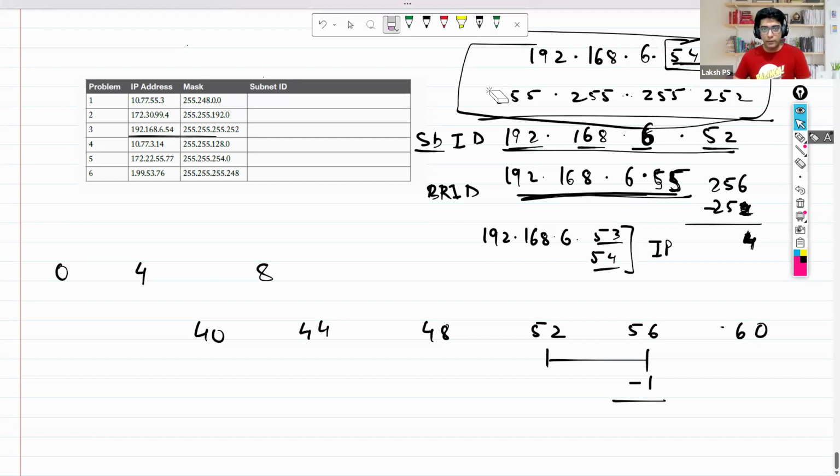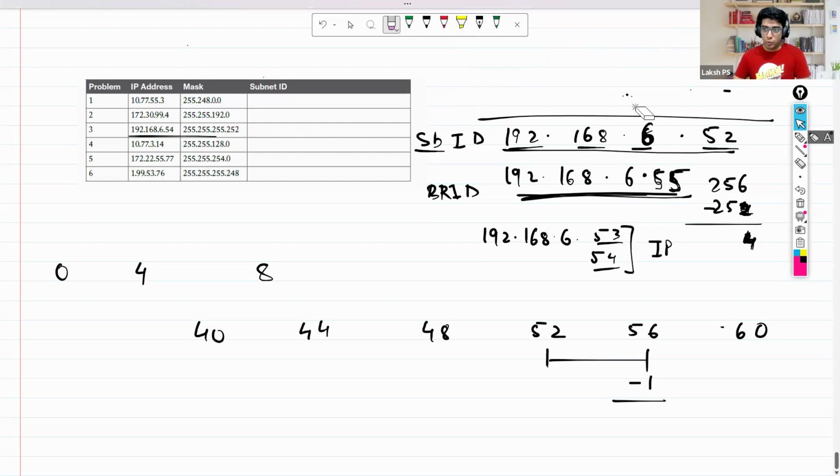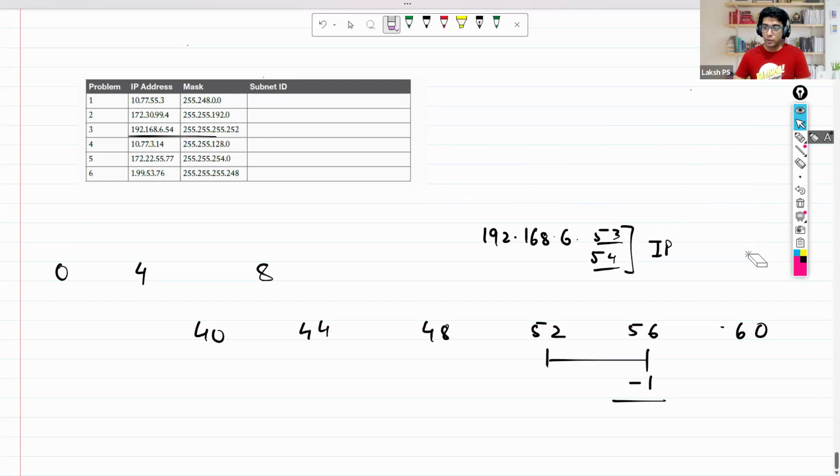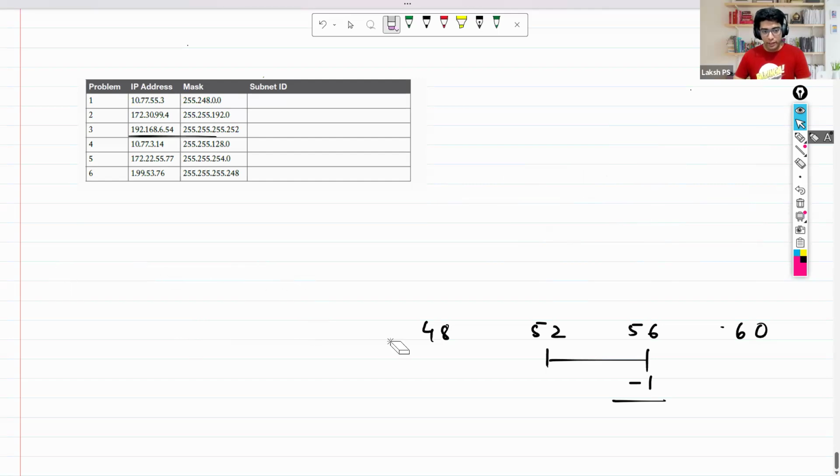So what can we do for such a scenario? It is the same thing. You have to find out the subnet ID, you have to find out the broadcast ID, and you have to find out how many subnets will be there. Then you have to find out the 10th subnet, or the second subnet, or whatever based on the question, and then find out the IP address based on that.